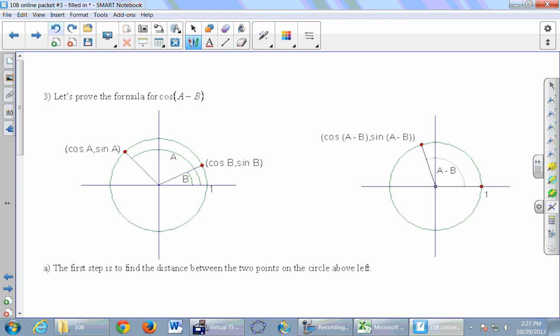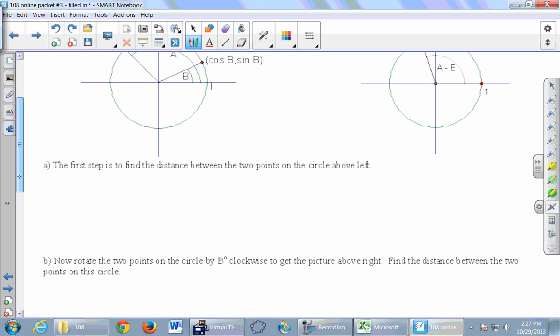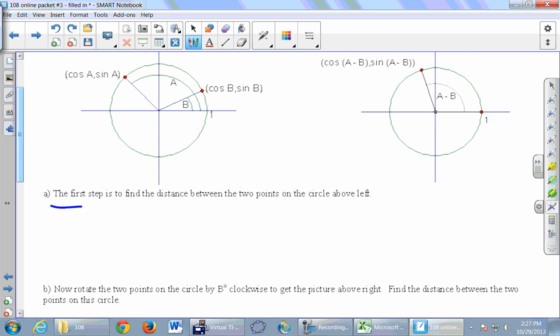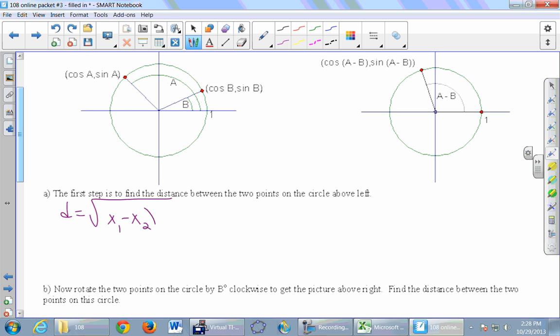So let's just focus on that diagram right there. What we're going to do is find the distance, this is part A, the distance between the 2 points on the circle above left. So the 2 points that are up there in red, and we know our distance formula: you're supposed to subtract the x coordinates and then square, and then subtract the y coordinates and square, add them up, and then take the square root of the answer. So let's give that a shot here.